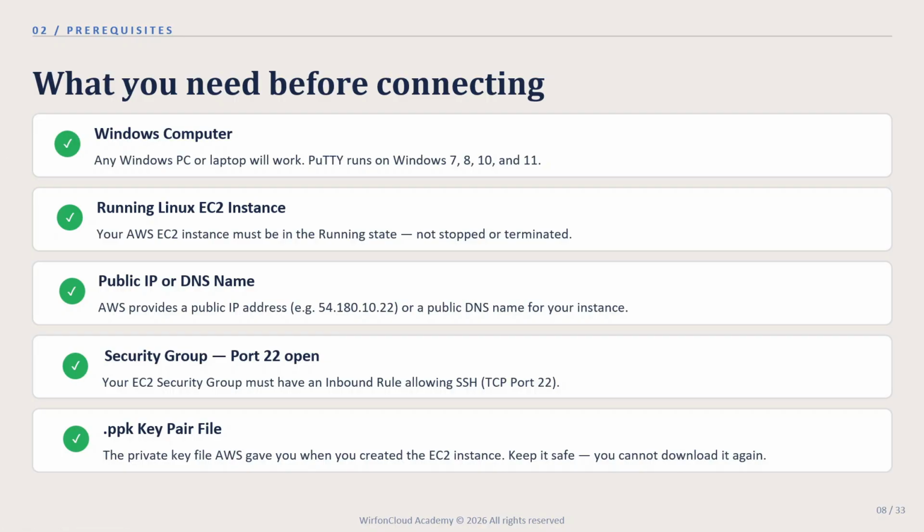Number three, you need the public IP or public DNS name of your instance. I'll show that to you shortly. Number four, your security group must allow SSH. You should have covered this when we were setting up the Ubuntu server. Number five, your .ppk file. This is the private key file you downloaded when you created the EC2 instance. All of this information should be available, and if you don't have that, I recommend that you go back to the video on how to set up your Ubuntu server in AWS, which is presented in the comment section, and ensure that it's running before you continue.